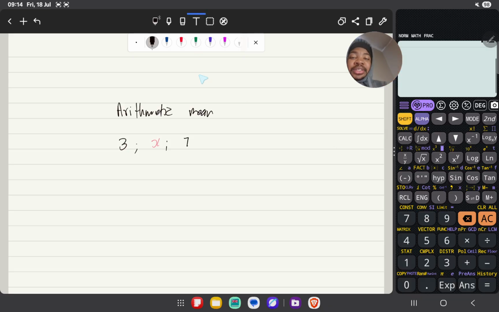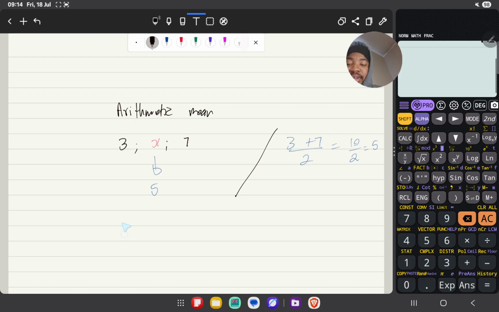One of the easiest ways to find the arithmetic mean between two numbers is to take those two numbers, add them, and divide by 2. So you have 3 plus 7 divided by 2. You get 10 over 2, which is 5. So the number here must be 5. And now let us test it.